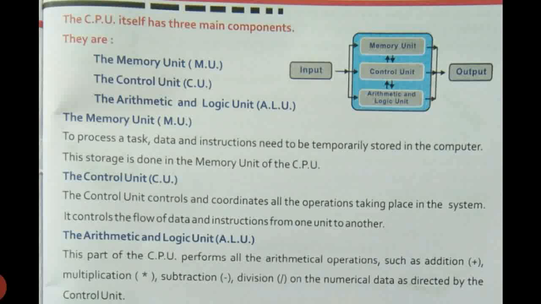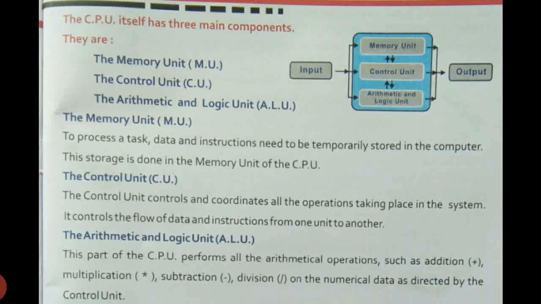Second one is the control unit, that is CU. The control unit controls and coordinates all the operations taking place in the system. It controls the flow of data and instructions from one unit to another. Very simple meaning: control unit means it controls all the operations which are taking place in this system.